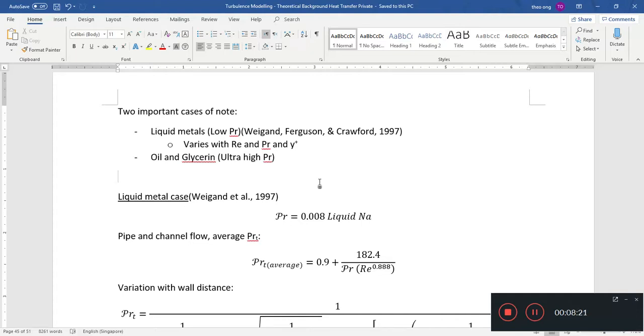Whereas oil, depending on what kind of oil, can have a Prandtl number of about 16 to 18, 40, 60. If you have very crude oil, it can be high. And glycerin has a Prandtl number in the thousands, probably because it has a very poor thermal conductivity and very high viscosity. So that's where you get a very high Prandtl number fluid.